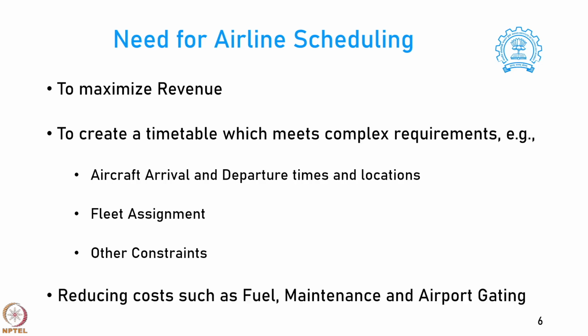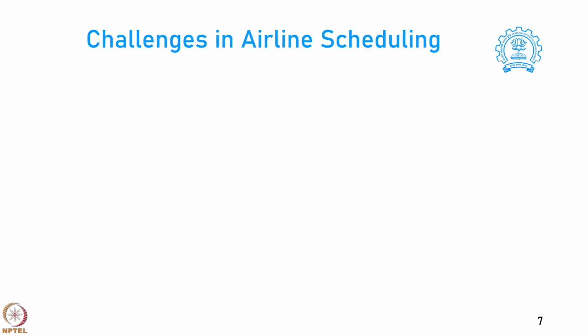So, the whole idea is to reduce the costs related to the key items that lead to a large increase in the cost, such as the fuel, the maintenance and the airport gating. Now let us look at what are the challenges which are faced by the people who do the scheduling of an airline.